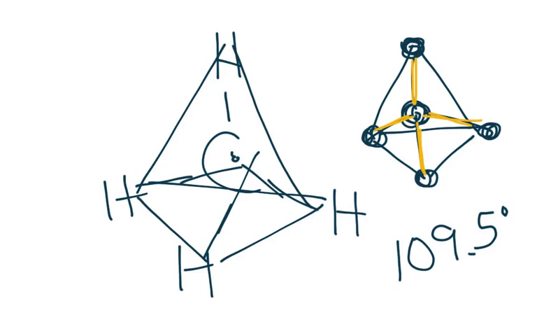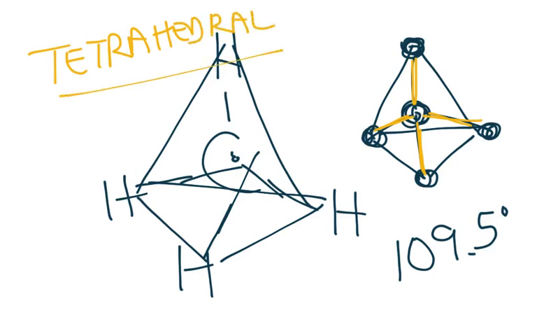Again, your PowerPoint is hugely helpful, as are the models that we're making in class. So your tetrahedral is one of your shapes, and that's 4 things off the center with no unshared pairs. All right, so now let's talk about unshared pairs, because everything we've done so far doesn't have any.